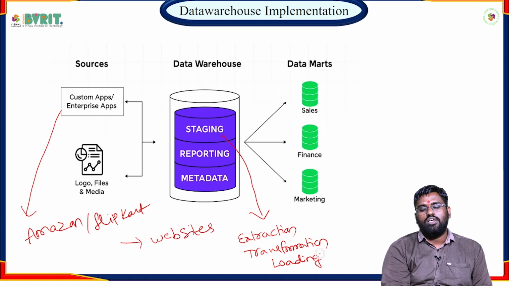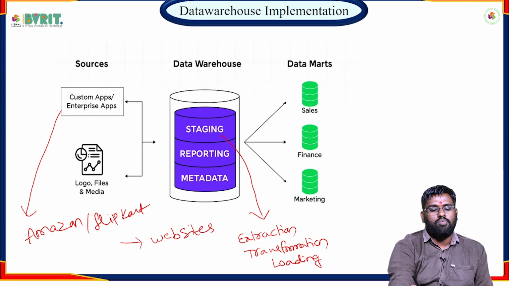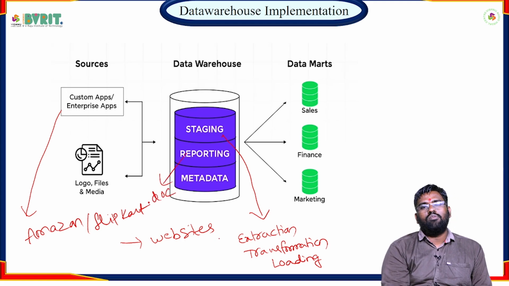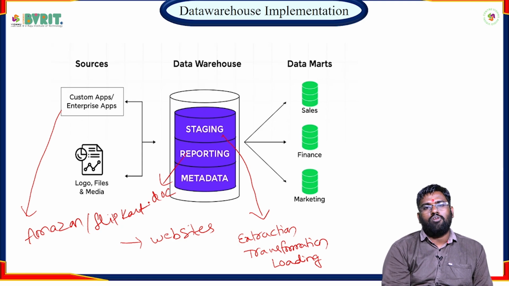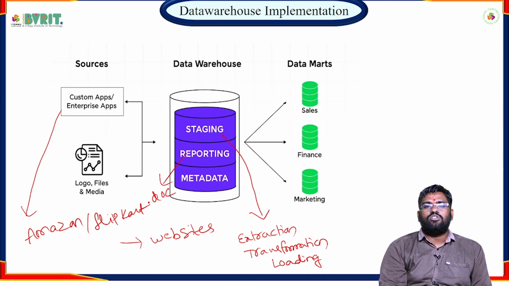Next, after storing all the data, it will be sent in the form of reporting. That means the data may be in the form of reports or documents. Metadata means the description about the given data, what type of data we have collected, and this description will be collected into the data warehouse. Then the data will be represented like this.